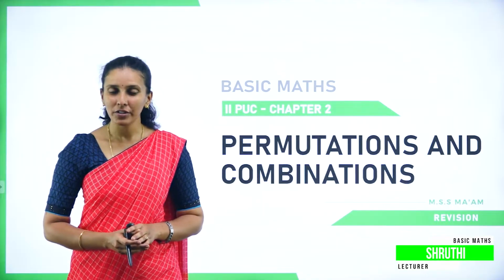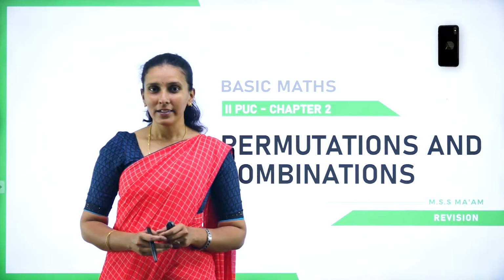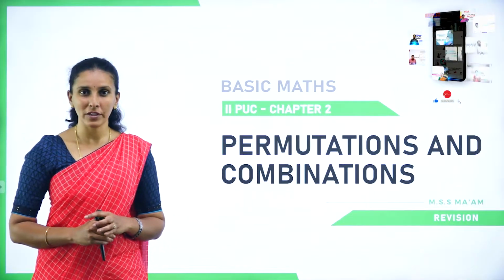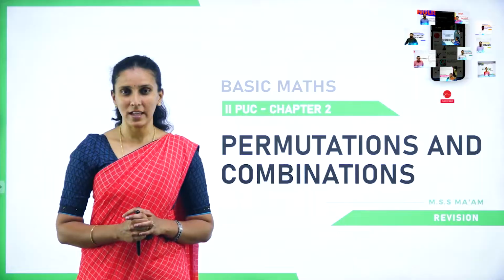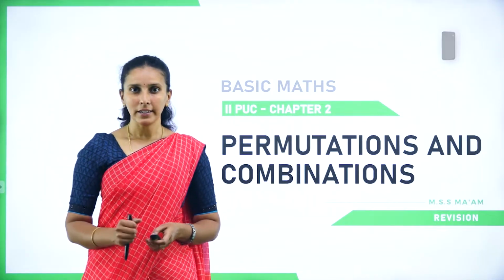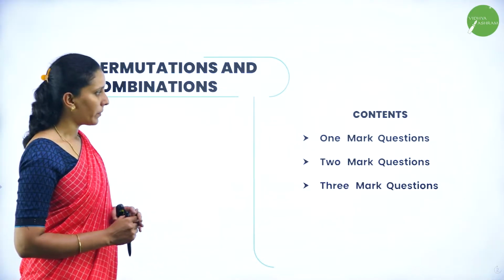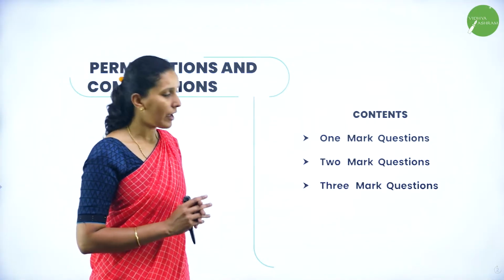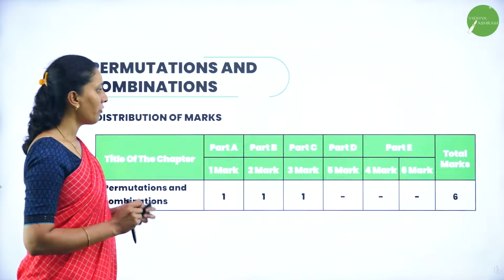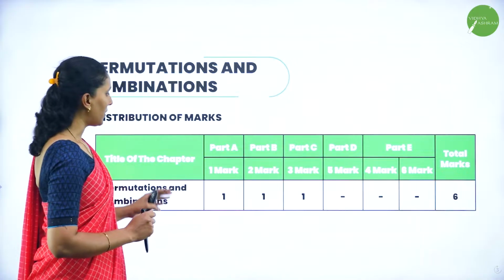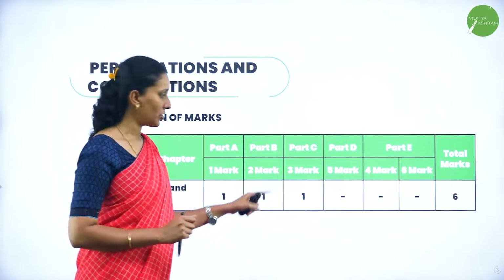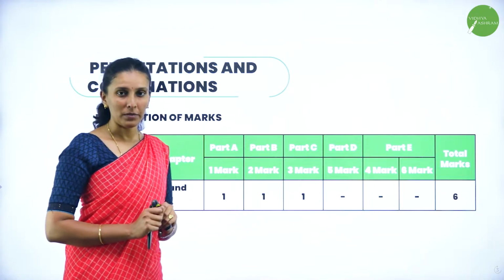So we are in the revision sessions, and today in this session we are going to see the important questions which they might ask for your examination from the chapter Permutations and Combinations. And here from the chapter, we are going to discuss only 1 mark, 2 mark and 3 mark questions. Let's see the distribution of marks here, because in this chapter you are going to expect 1 1-mark question, 1 2-mark question and 1 3-mark question from the chapter.